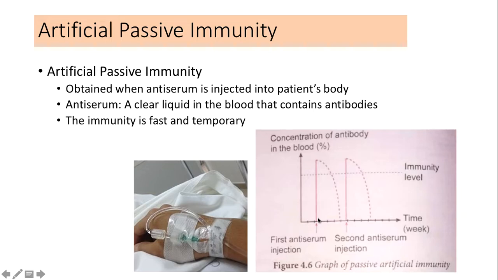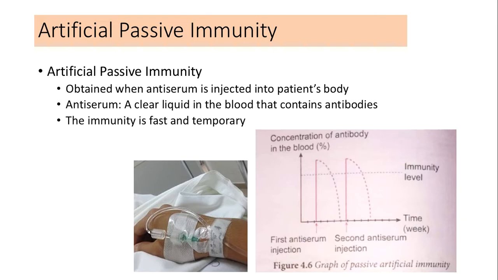As you can see in the graph here, whenever the antiserum is injected into the body, the concentration of antibody dia akan surge, dia akan naik dengan sangat mendadak, but then it will decline abruptly as well. Pun sama, second injection dia akan surge, it will increase very abruptly. The concentration akan naik secara mendadak, but then it will decline secara mendadak juga. Okay, so that's why it's called artificial passive immunity.